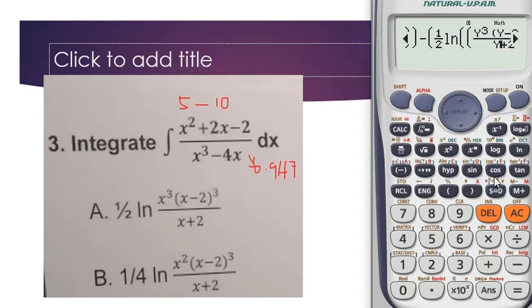So let's see. We have x, so our x should be 10, the upper limit. And let's see our y value. Our y value is 5. Now let's check the answer. The answer is 2.79, which doesn't correspond to 0.947.